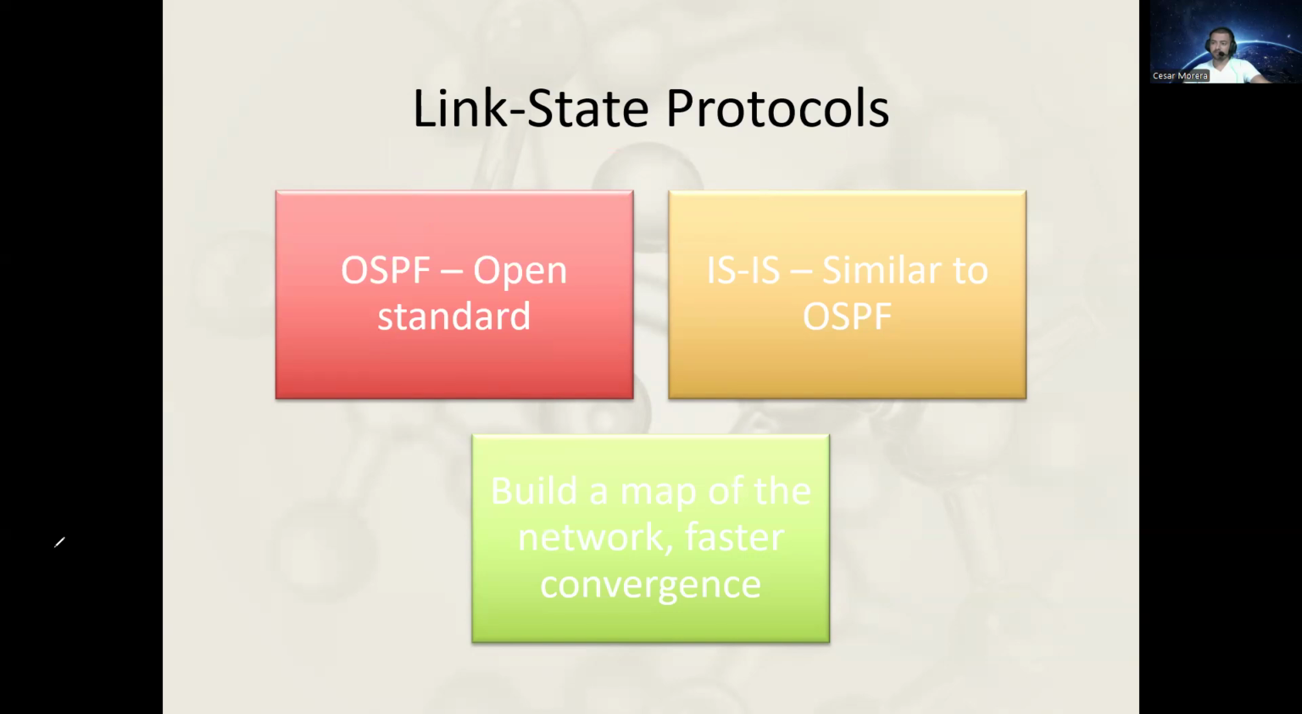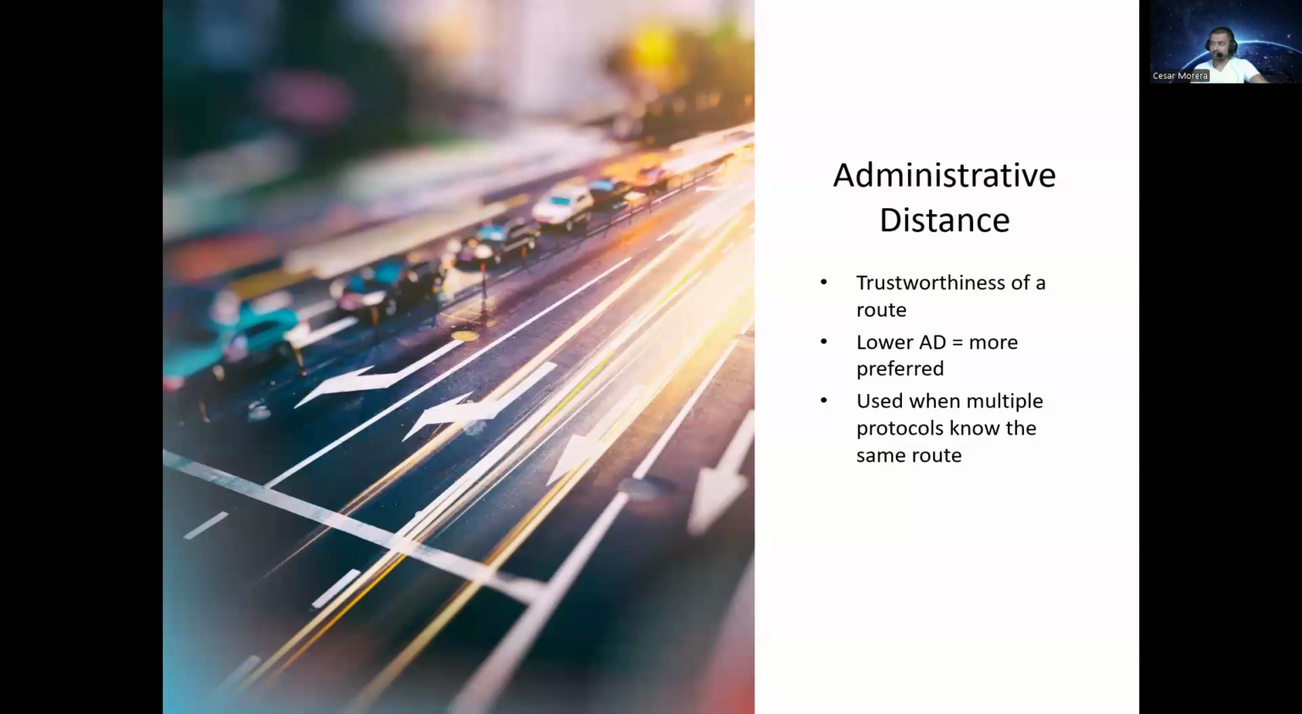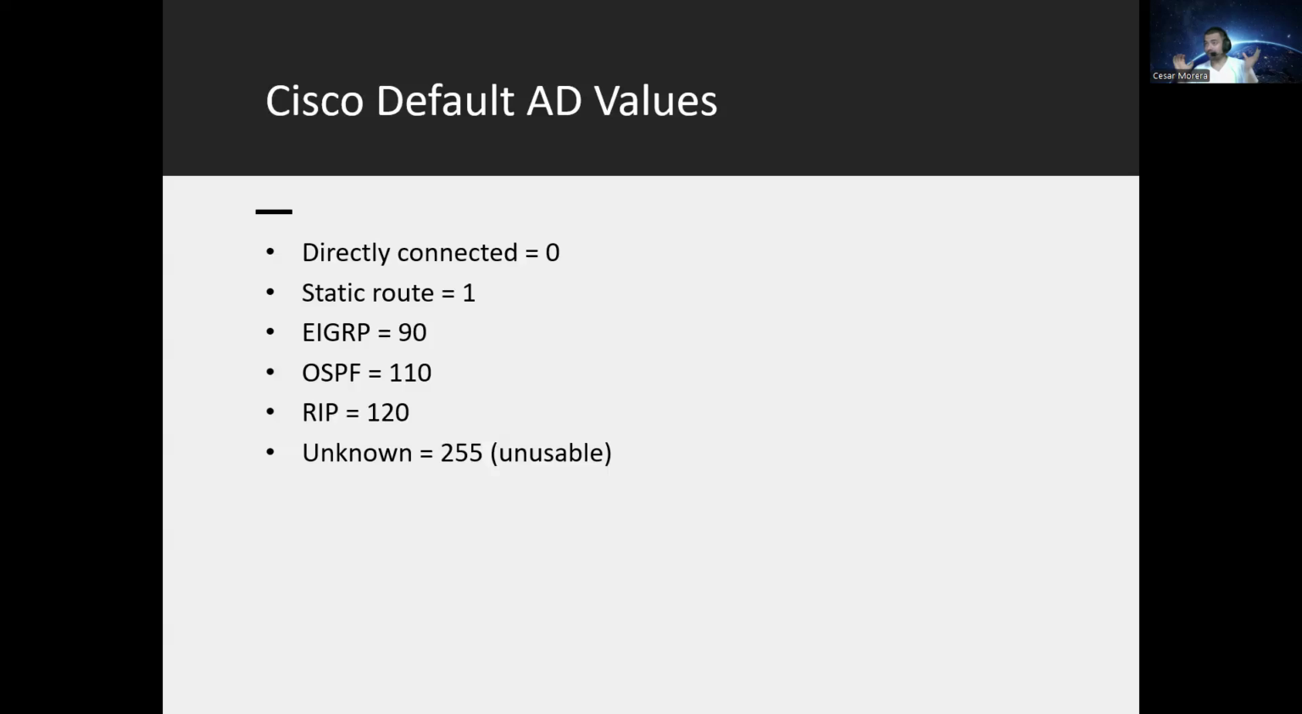Okay, let's create the drawing. Let's continue moving on. When we're talking about the path selection process, the longest prefix match, the lowest administrative distance, the lowest metric. Those are some of the path selection processes. Administrative distance is the trustworthiness of a route. A lower AD is more preferred, and it is used when multiple protocols know the same route.